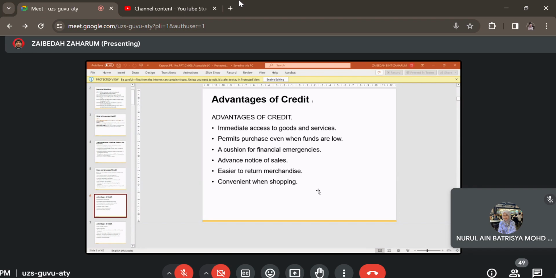Advantage ni ialah bila kita use credit for purchase, can make the process of returning merchandise tadi more convenient. Okay, bila berlakunya defect ke atas kita punya barang yang kita beli ke, ataupun ada berlaku kerosakan ke, so bila kita beli secara kredit ni tadi akan memudahkanlah proses kita nak pulangkan balik merchandise yang kita beli tadi tu lah.